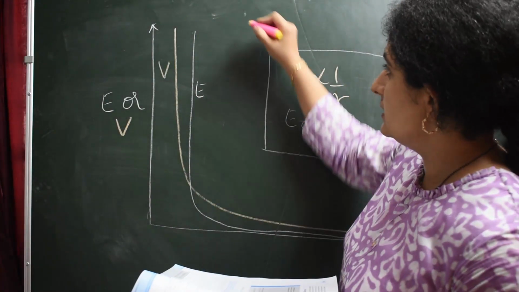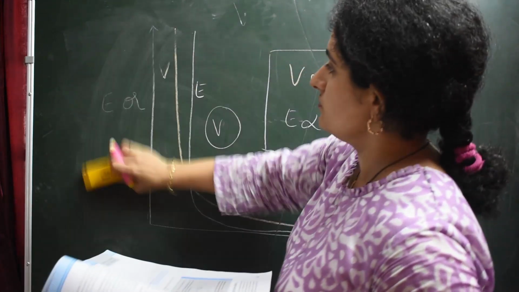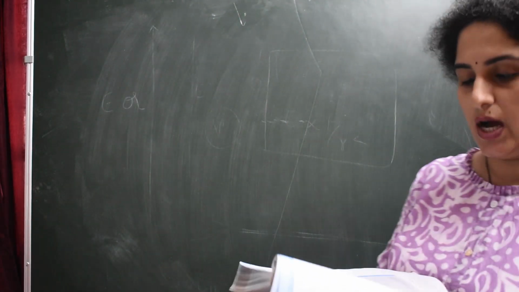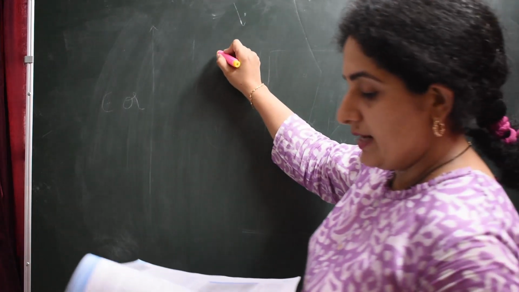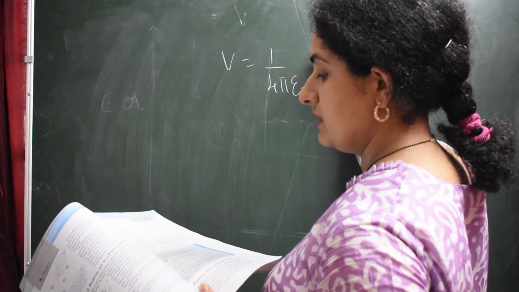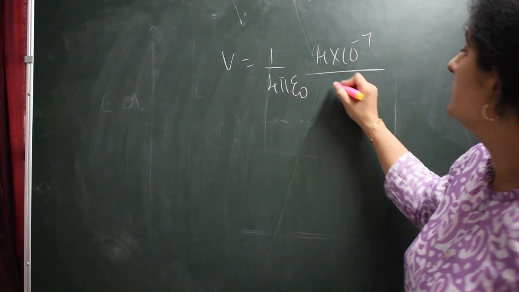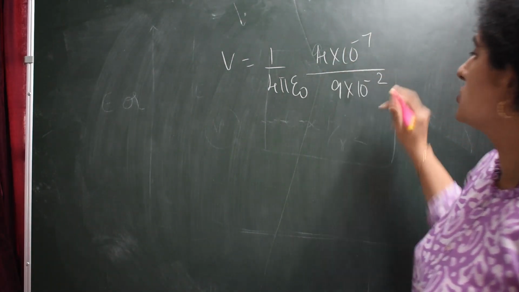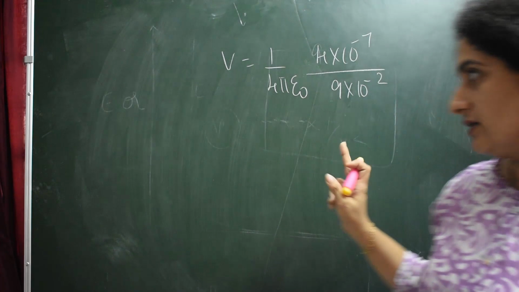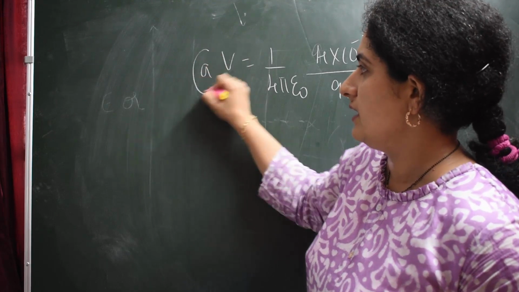So you have to find out the electrostatic potential V, just using the direct formula which we have derived: Q by 4 pi epsilon naught into R. So that is what you have to use. 1 by 4 pi epsilon naught, Q is given as 4 into 10 raised to minus 7, divided by 9 into 10 to the power minus 2. You need not square here because the equation is 1 by 4 pi epsilon naught Q by R. So first write the equation and then substitute. So this is the first part in that question.